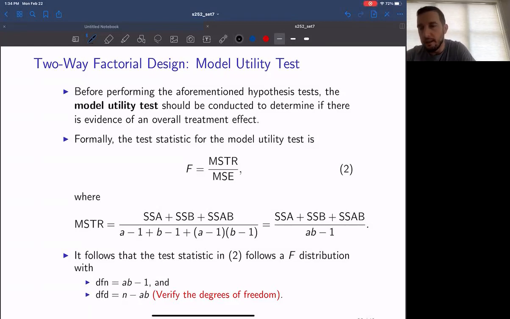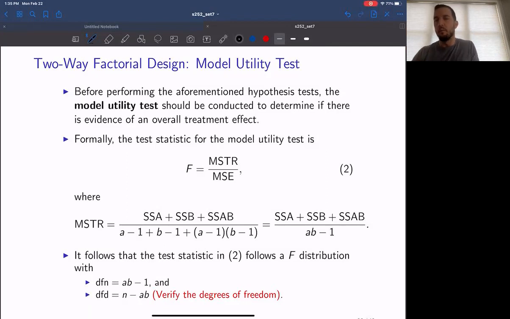And if the model utility test gives evidence that the null hypothesis should be rejected, this would mean that there's evidence of some effect in the system. So there is some difference in means across either the levels of each treatment or the overall interaction. So it's a global test for treatment effect. So we use the model utility test sort of as a pre-test to determine if we should compute the interaction test and then the main effect tests.